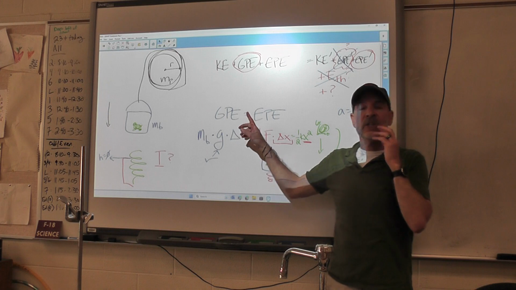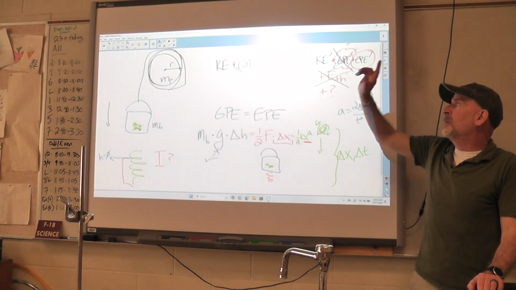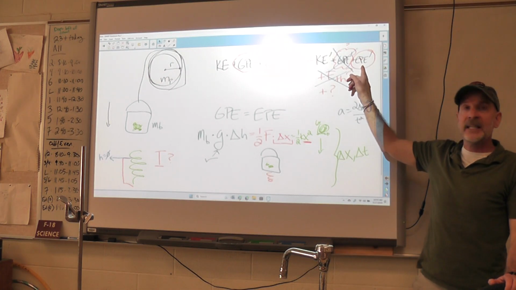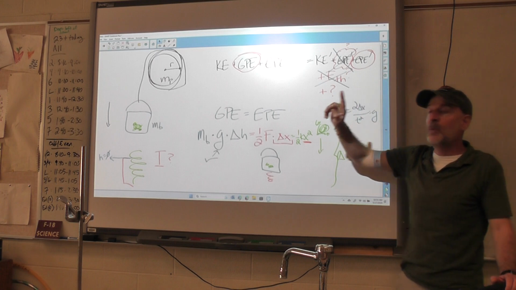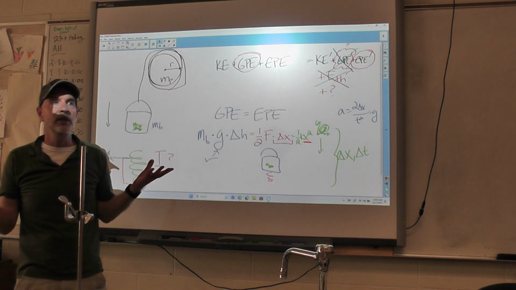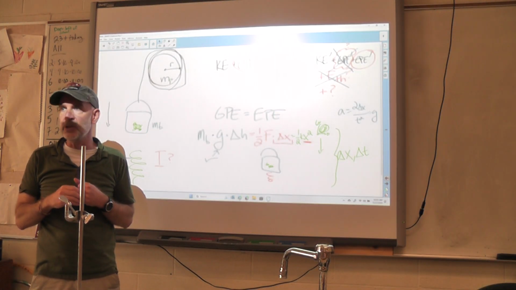If energy is conserved and nothing is lost to friction, and we start with only gravitational potential energy, and we end with only elastic potential energy, somehow we're not taking the pulley into account. So, what's the solution? Does anybody have any thoughts? Like, where is the extra energy?